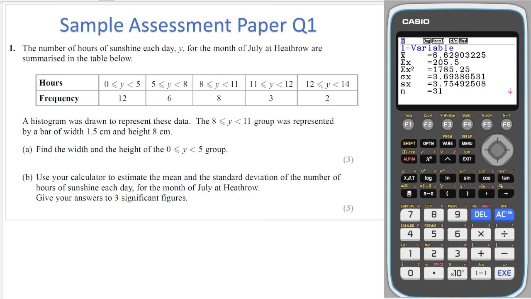So now I can press 1 var, and it gives me my values. And that tells me that x bar is 6.63, but the variable used here is y, so I write y bar is 6.63. And it tells me that the standard deviation, which is sigma x, is 3.69. So I write sigma y is equal to 3.69. And that's the question done.